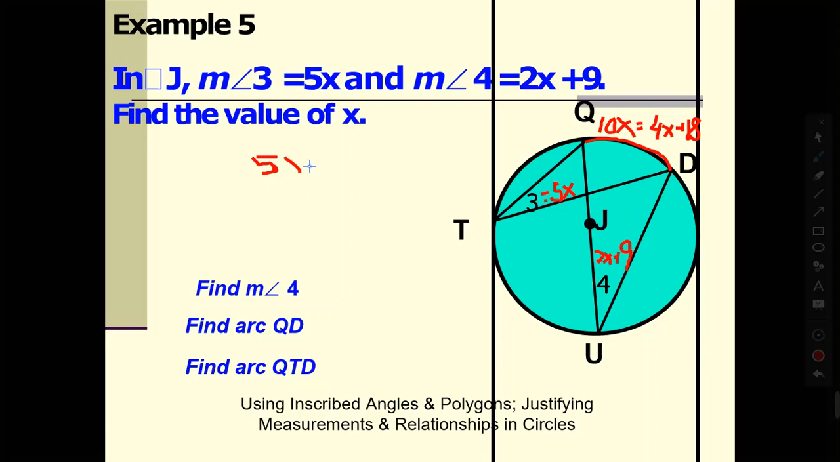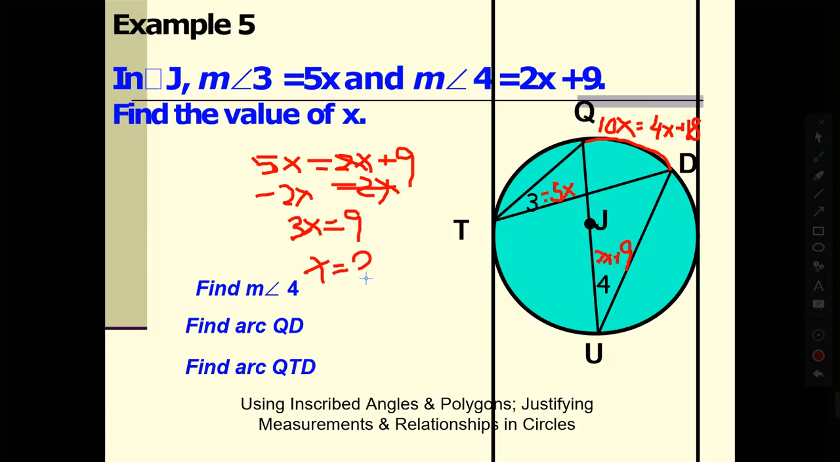equals 2x plus 9. To solve this, on both sides you can subtract 2x. 5x subtract 2x equals 3x. On the other side, 2x subtract 2x cancels out, so only 9 is left. So we can solve x equals 9 divided by 3, which equals 3.